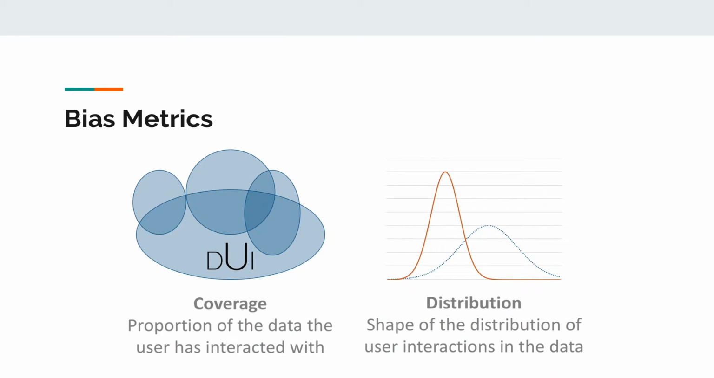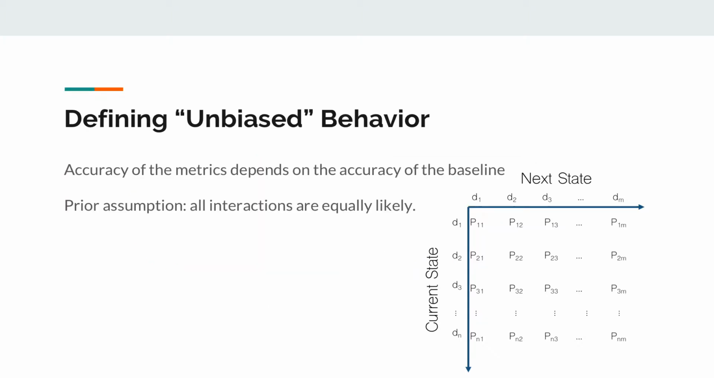As input, the bias metrics take in user interaction sequences. Coverage metrics pay attention to the portion of data that has been interacted with, while distribution metrics pay attention to the range of the data interacted with. But all of this relies on comparing the user's interactions to some notion of unbiased behavior. We model this using a Markov model.